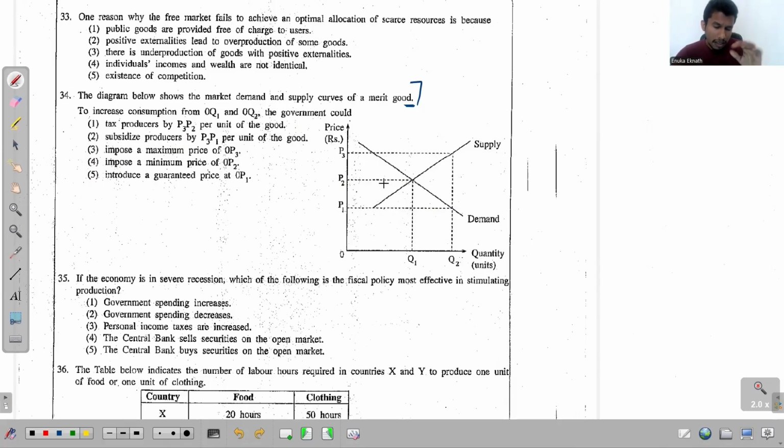If it, as we discussed earlier, is a minimum price, it has to be a price greater than the equilibrium price. So that is also wrong. It has no meaning. Then introduce a guaranteed price of OP1.